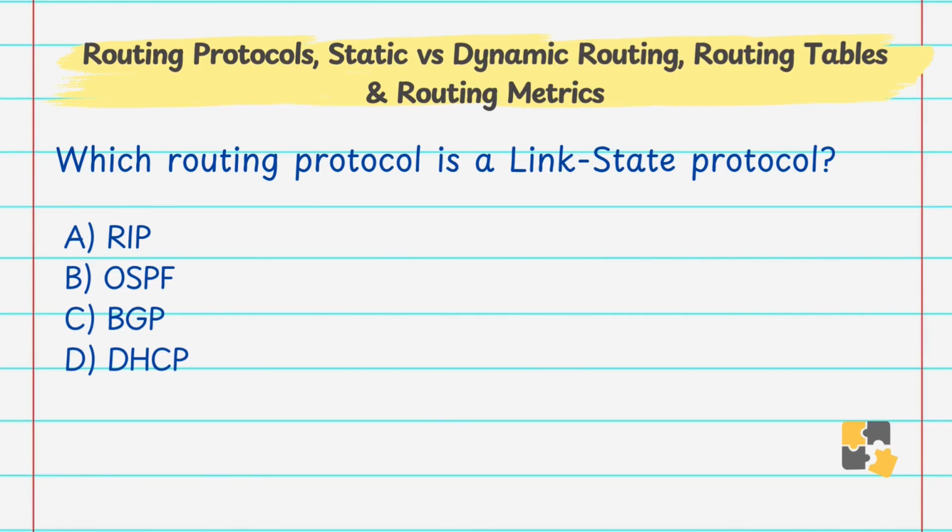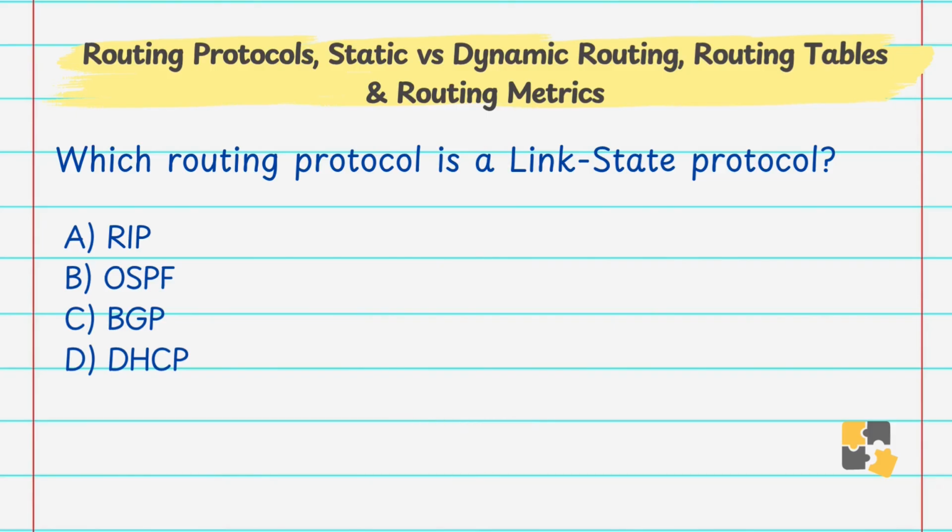RIP. Which routing protocol is a link state protocol? A. RIP, B. OSPF, C. BGP, D. DHCP. Answer is B. OSPF. OSPF maintains a complete topology database and calculates the shortest paths using Dijkstra's algorithm. That's why our answer is B.